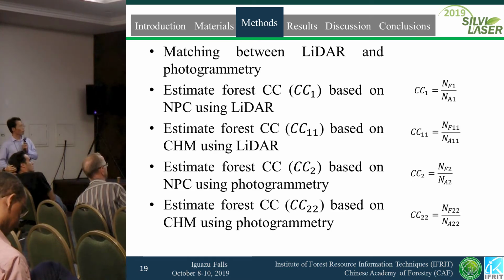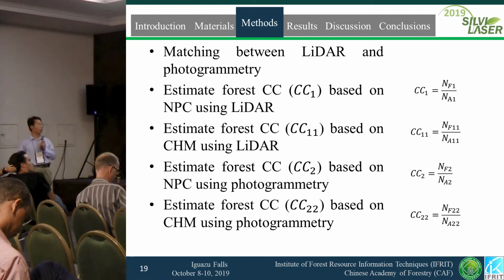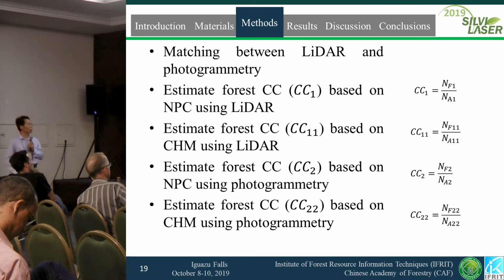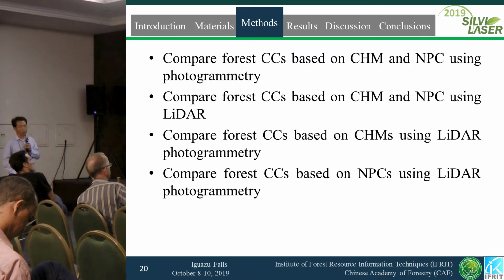Here we calculate the canopy cover using this formula. It means if the canopy height is higher than a specified threshold, here we use 2 meters, it will be regarded as canopy, and otherwise it will be regarded as understory. So we compare the CHM and the NPC forest canopy covers from LiDAR and photogrammetry.